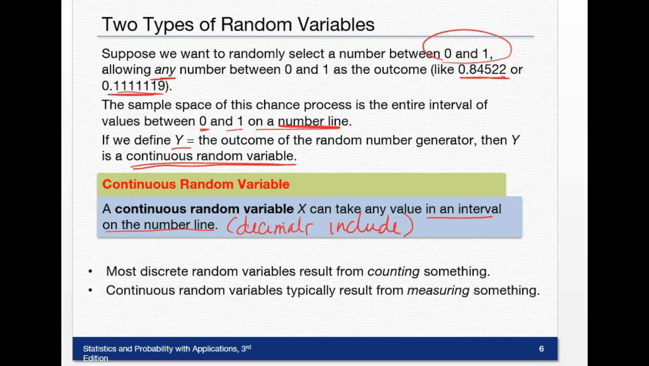Most discrete random variables result from counting something, like counting students, counting puppies, counting sheep, whatever. You're counting. They're whole numbered things. Continuous random variables usually result from measuring volume, measuring weight. Those are things that we have decimals with, okay?